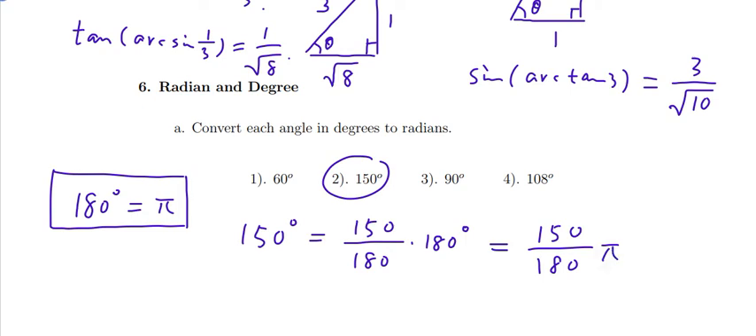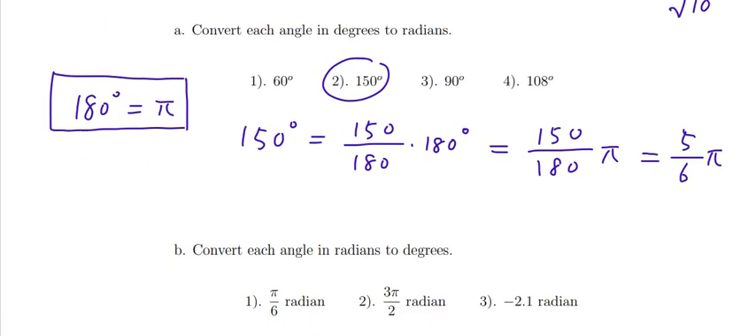So this fraction 150 over 180 we can simplify, right? So we should simplify. Then we get 5 over 6 pi, or 5 pi over 6. Those are the same thing, right? So this conversion is easy.